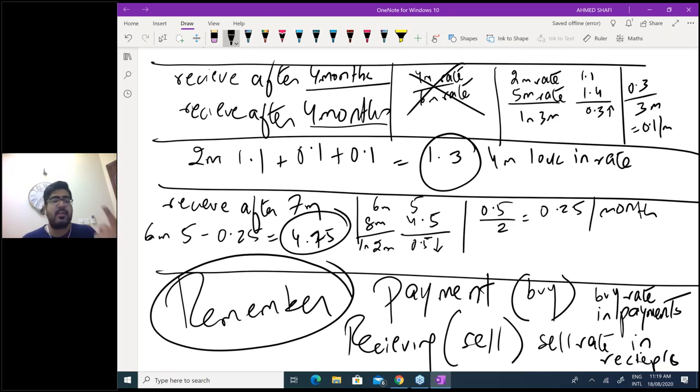Like in my examples, I only gave you 1 rate, so you applied averaging there. But if 2 rates are given, which rate will you use to average? If it's a payment question, you will always use the buying rate. And if it's a receipt question, you will always use the selling rate.